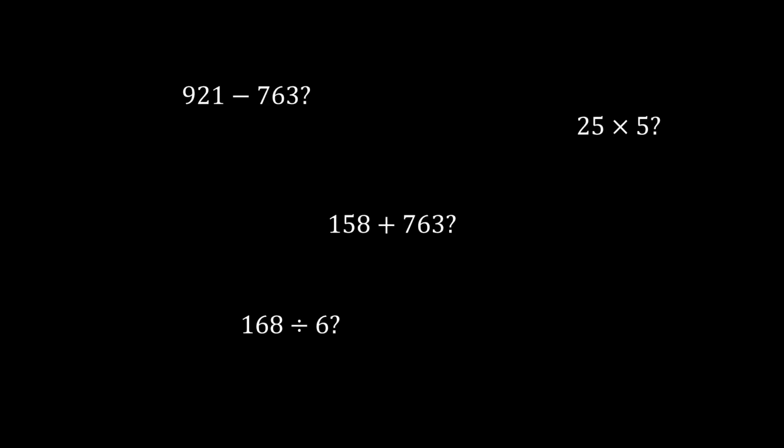I have a simple question. What is 158 plus 763? Students learn how to solve this early on, but what if, hypothetically, we didn't know the method to solve it? And how can we find it? And what about the methods for subtraction, multiplication, or division?